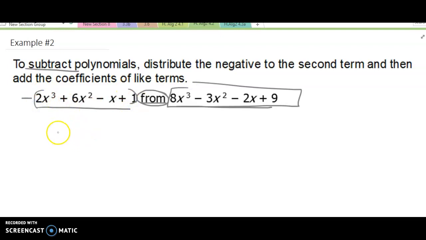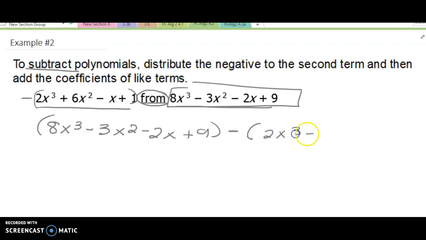Okay, so I like to write this horizontally. So 8x cubed minus 3x squared minus 2x plus 9, and I'm going to throw that in parentheses. That's what we start with. And now I'm going to subtract 2x cubed plus 6x squared minus x plus 1.